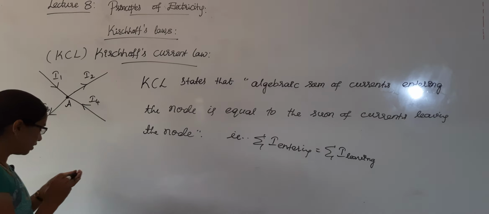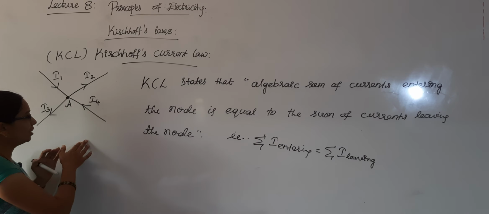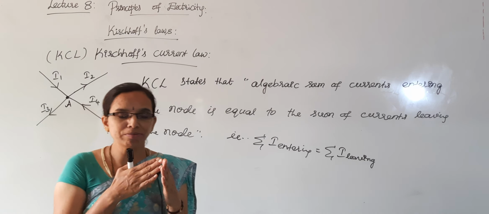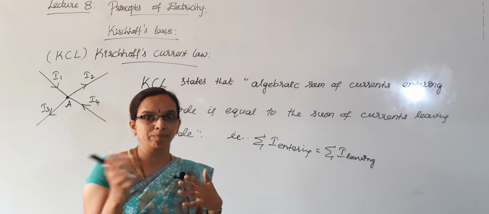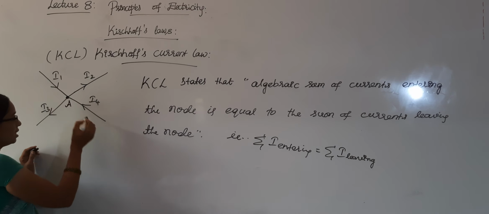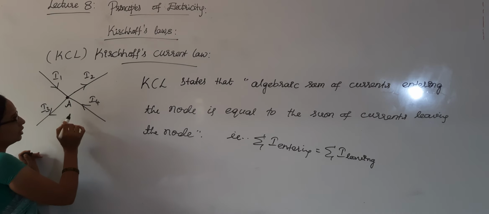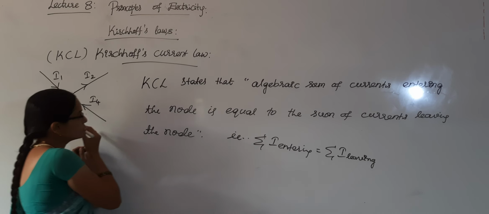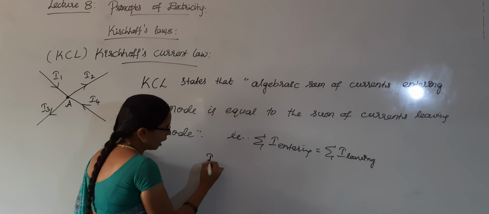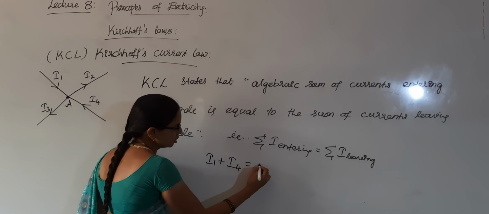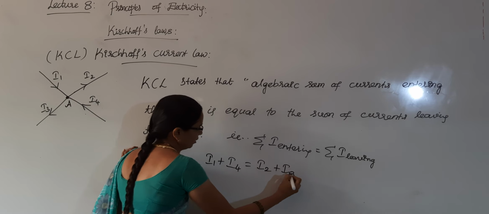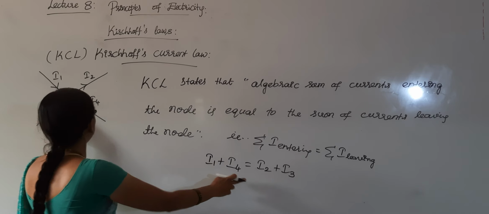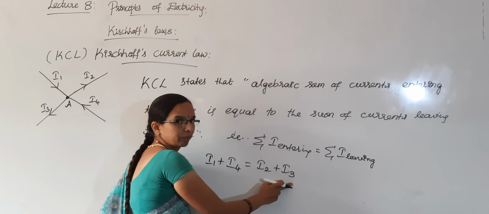That means it tells us the law of conservation of charges: charges will not accumulate at any node. If you give a path, they will continuously travel. So in this diagram, I1 is entering the node and I2 is leaving, whereas I4 is entering and I3 is leaving. So I1 plus I4 is equal to I2 plus I3. The sum of the currents entering the node is equal to the sum of the currents leaving the node.